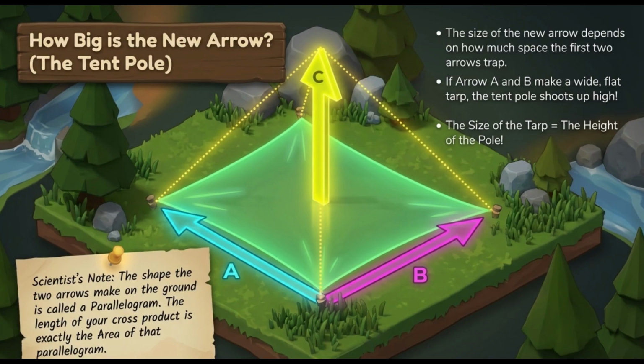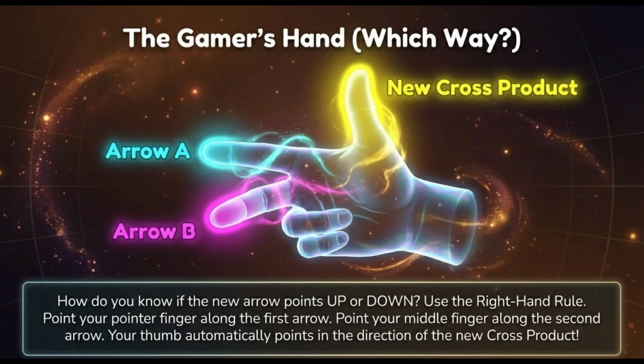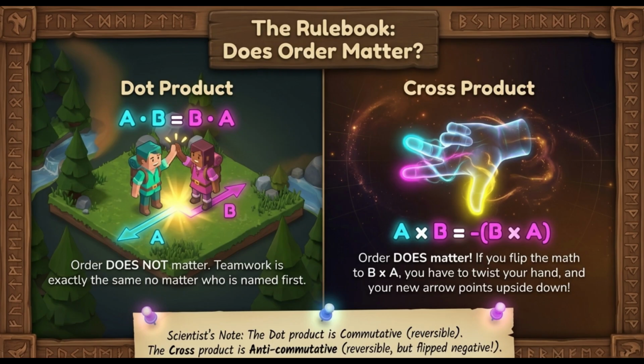And you solve this using your own hand, the gamer's hand or the right-hand rule. Okay, how does that work? You point your index finger along your first arrow and your middle finger along the second arrow. Your thumb will naturally stick out in the direction of that new 3D arrow. So if I flip the order, multiplying the second arrow by the first, I have to physically twist my hand upside down. Yep. And now where's your thumb pointing? Straight into the dirt. Exactly. Flipping the order flips your reality upside down. In regular math, 3 times 4 is 4 times 3. But here, flipping the order reverses the direction entirely.